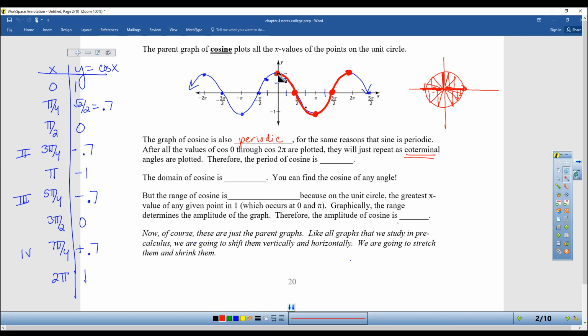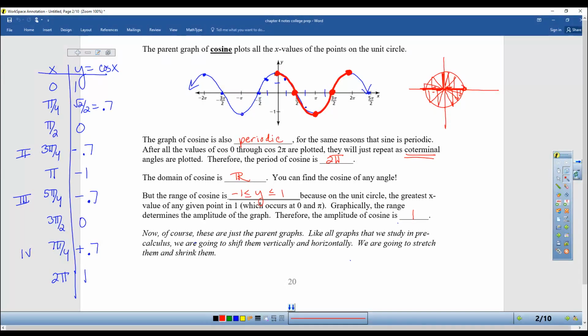So cosine starts at 1, ends at 1, in the middle it's at negative 1, and then at these two points it's 0. The period of cosine is 2 pi. The domain of cosine is all real numbers. You can take the cosine of any angle. But the range of cosine, just like last time, is that it's between 1 and negative 1, because the unit circle limits it to 1 and negative 1. The amplitude of cosine is 1.